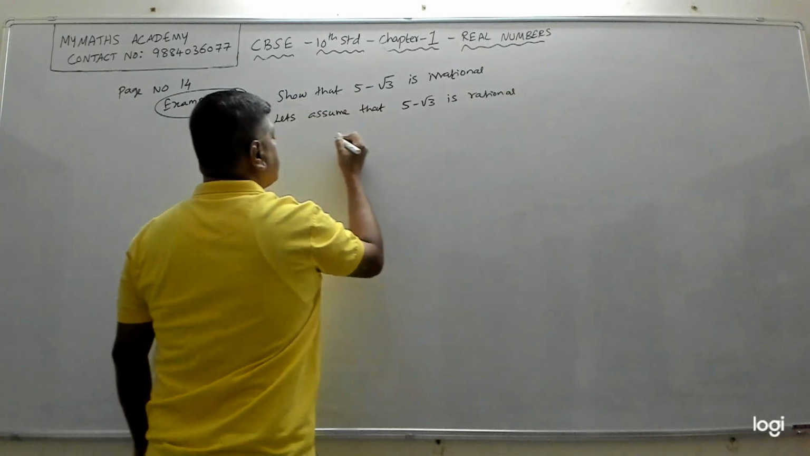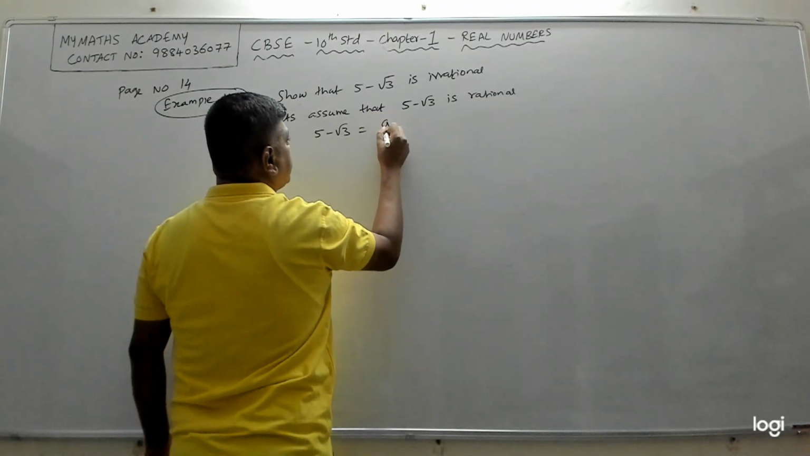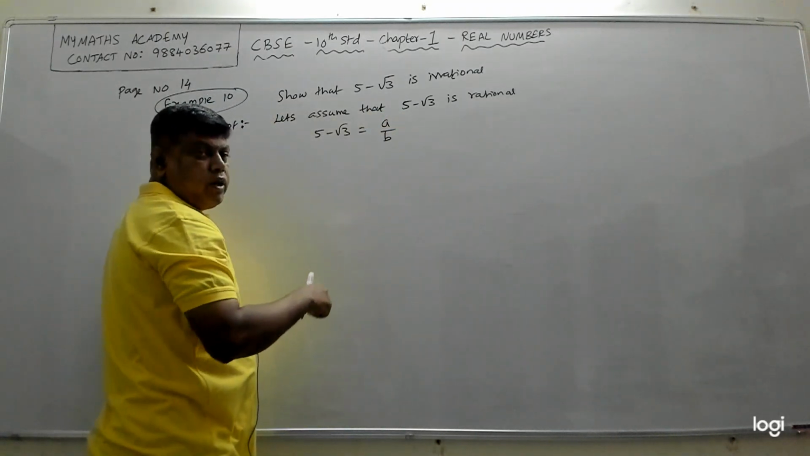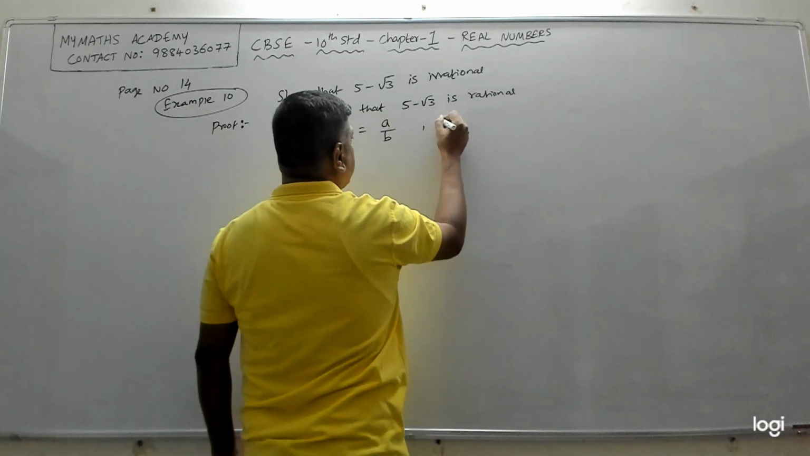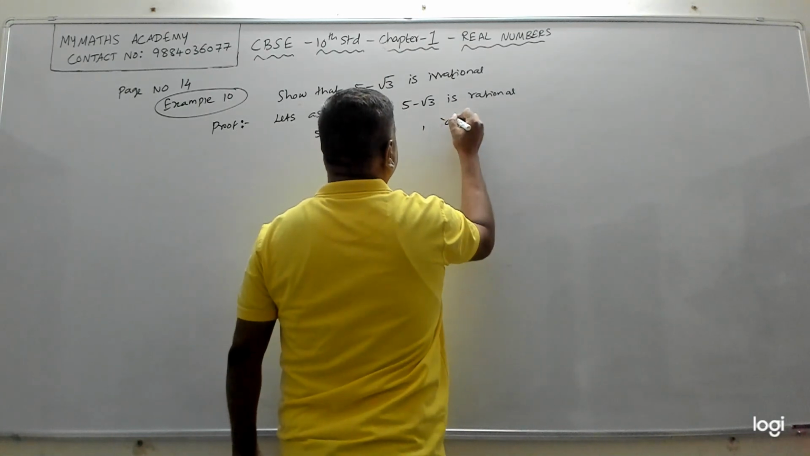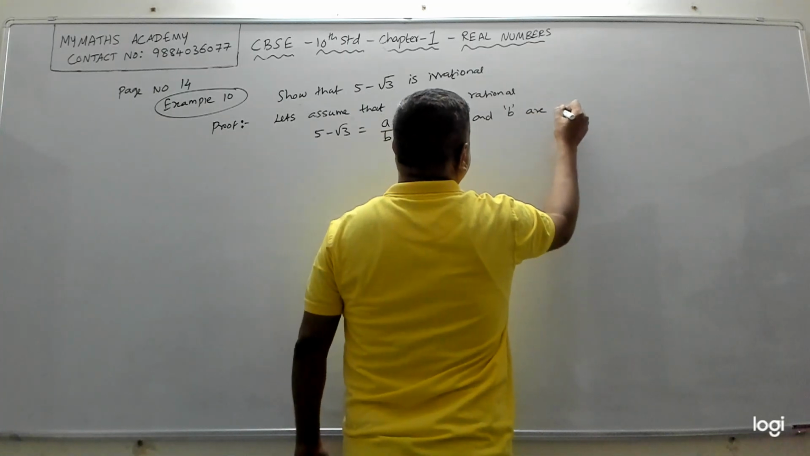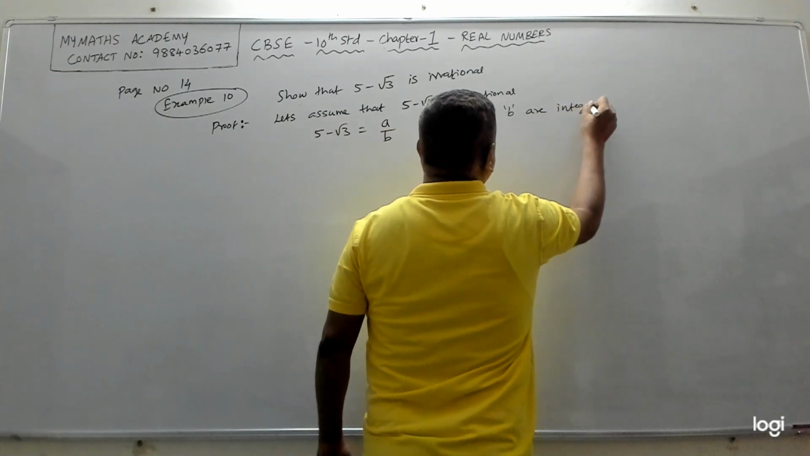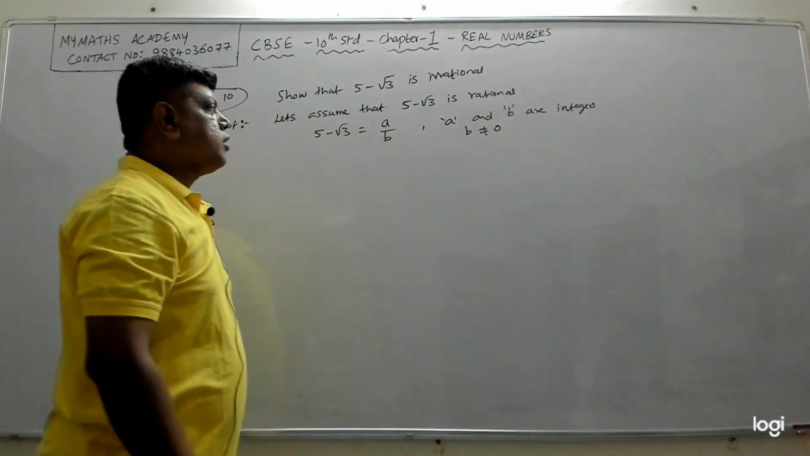Which means when it is rational, I can write 5 minus root 3 in the form of some a by b, in fraction form. Whenever any number is a rational number, I can write it in the form of fraction a by b, where a and b are integers and b is not equal to 0.